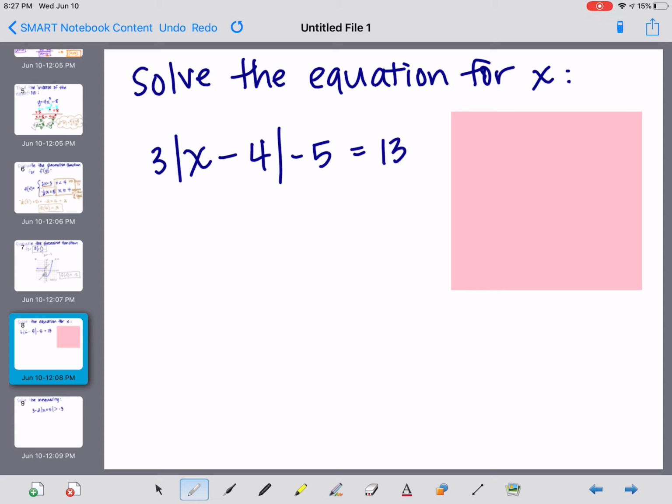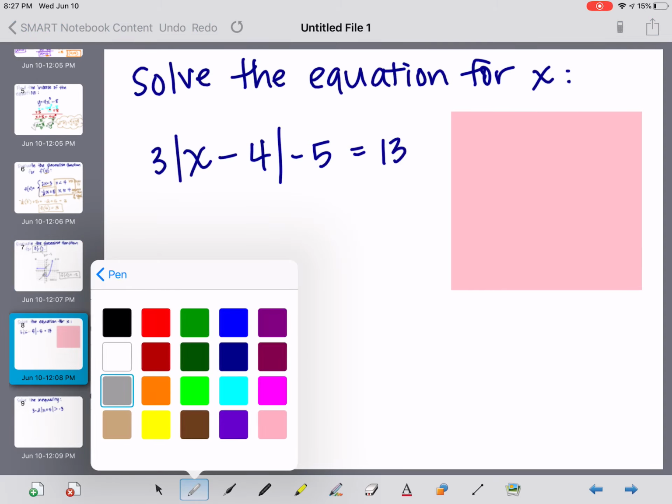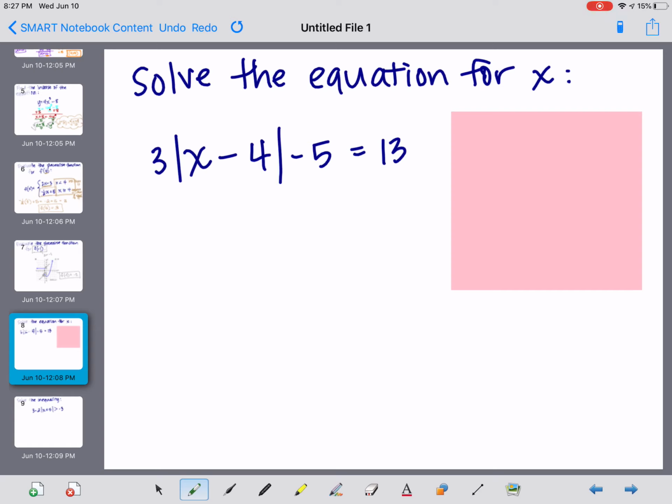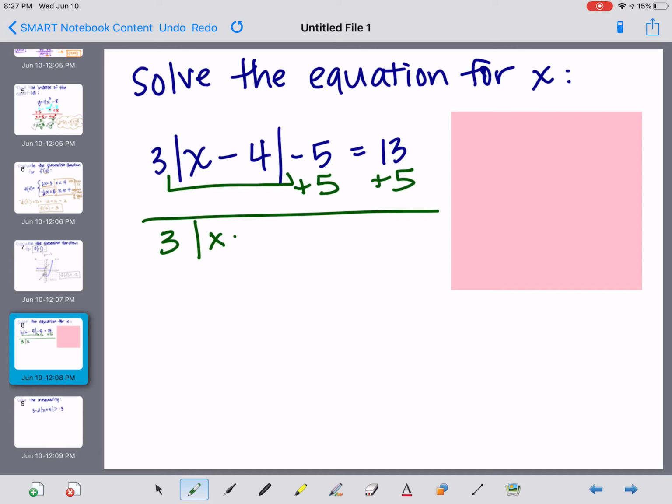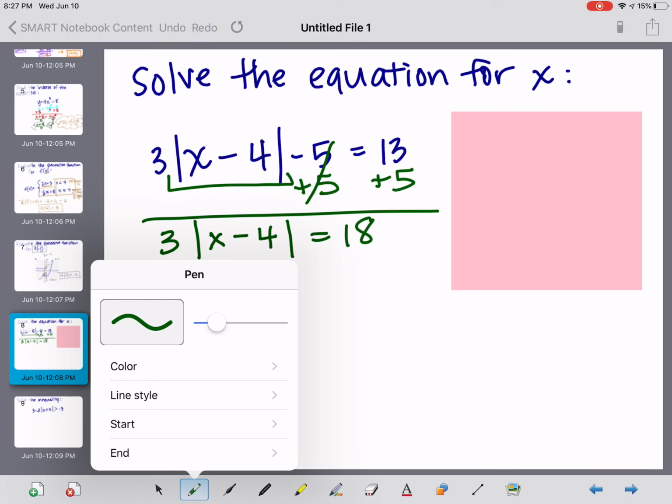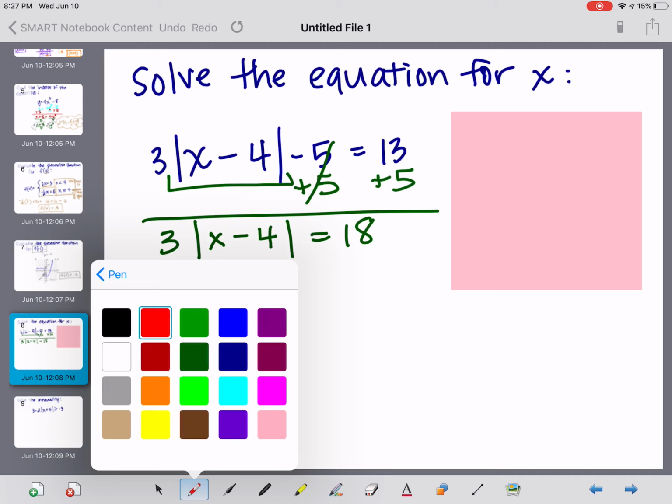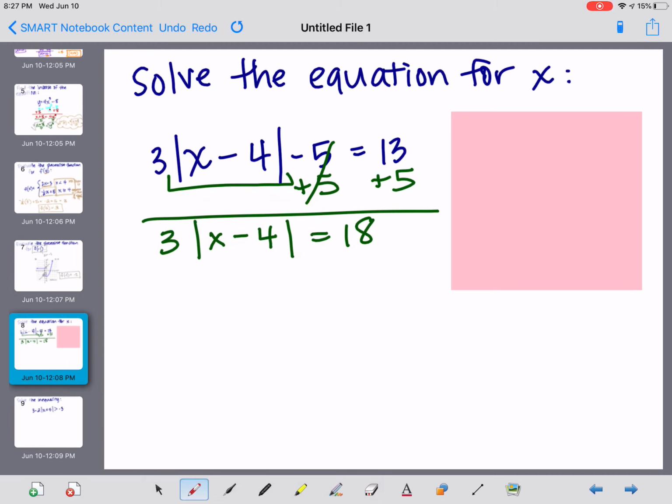All right, next one, we got to solve this absolute value equation. So let's remember, the first thing I have to do is this absolute value I have to get by itself, which means I need to get rid of the 5 and I need to get rid of the 3. So let's get rid of the 5 first. So I'm left with 3 times the absolute value of x minus 4. That canceled out. And then 13 plus 5 is going to give me 18. Okay? Now I need to get rid of that 3 in the front. So that 3 is multiplying. So I'm going to divide.